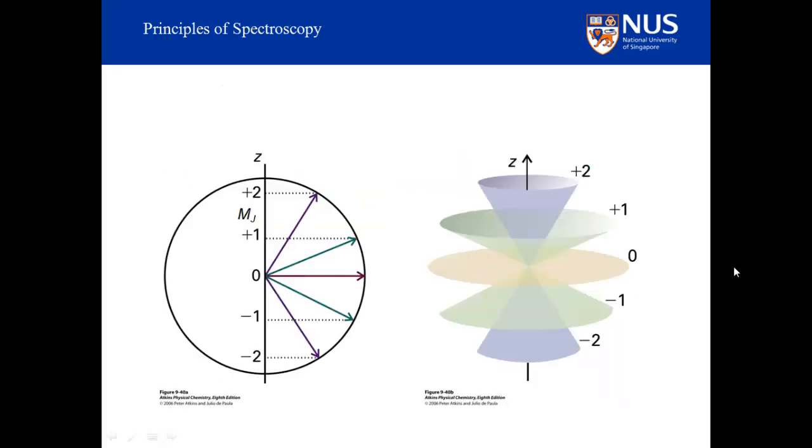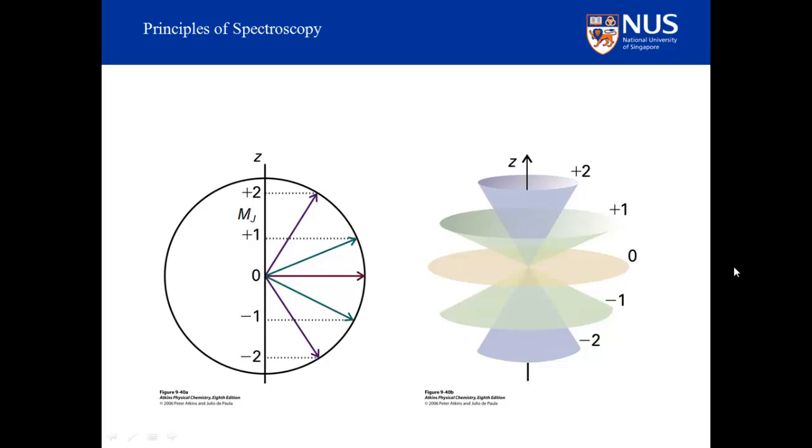This issue of spatial degeneracy does take some getting used to. On this slide you can see two representations of this spatial degeneracy. On the left you can see the j vector being projected onto the z-axis. J equals 2, and so there are 5 possible mj values from +2 to -2. On the right you can see 5 cones being swept out to represent the angular momentum vector.